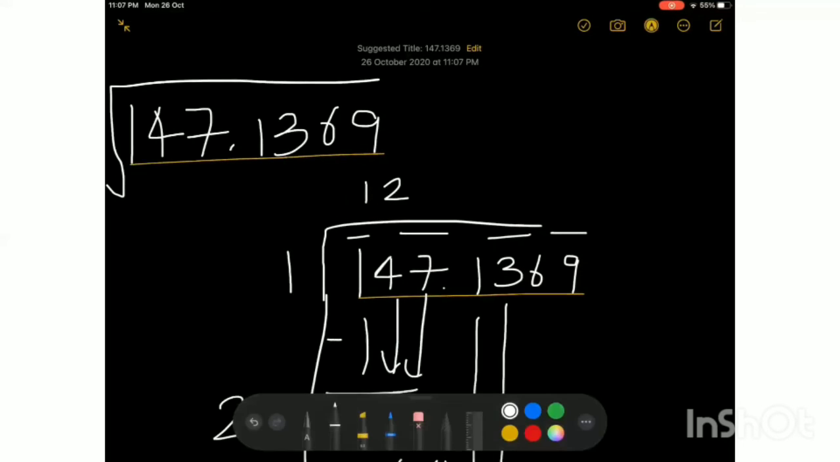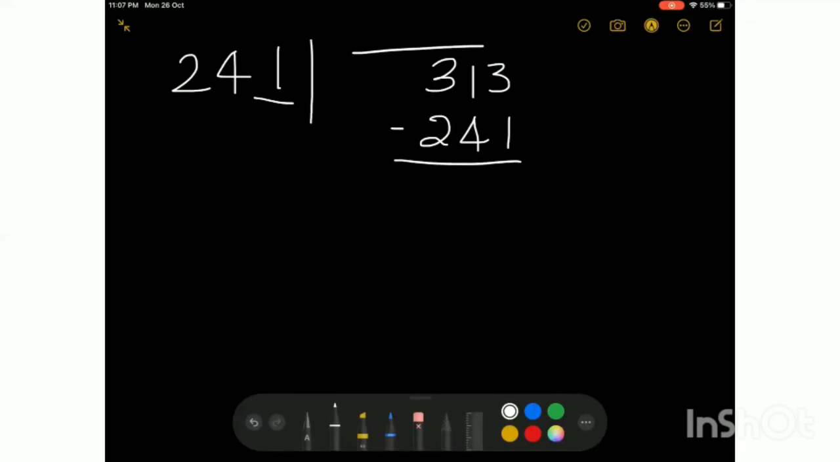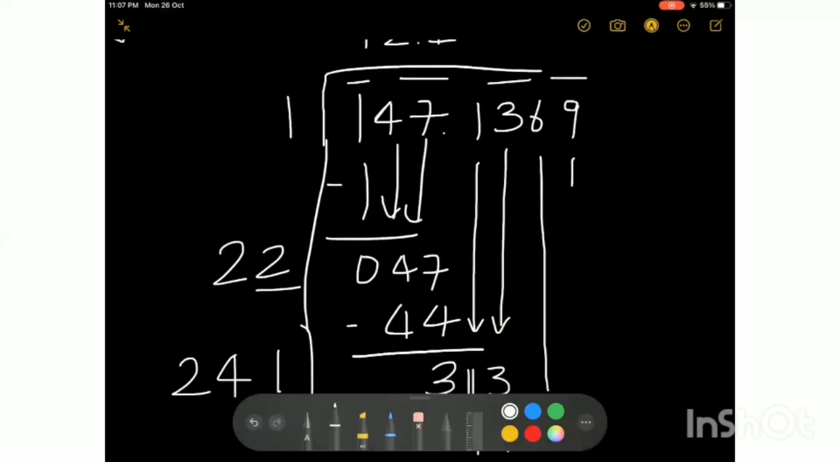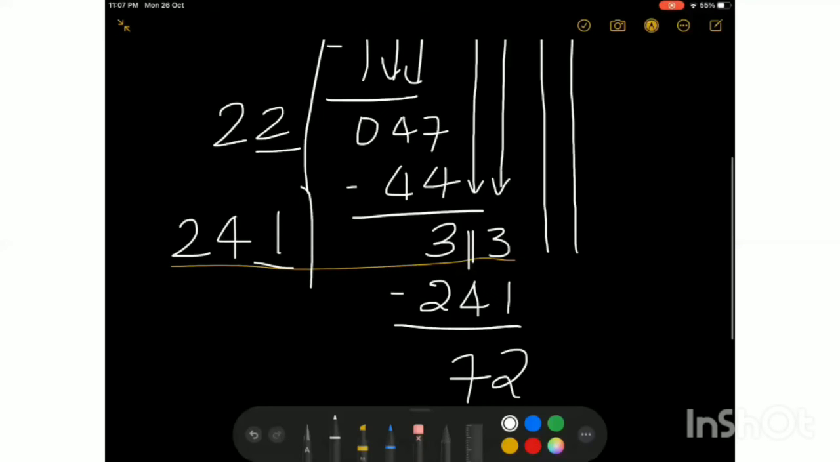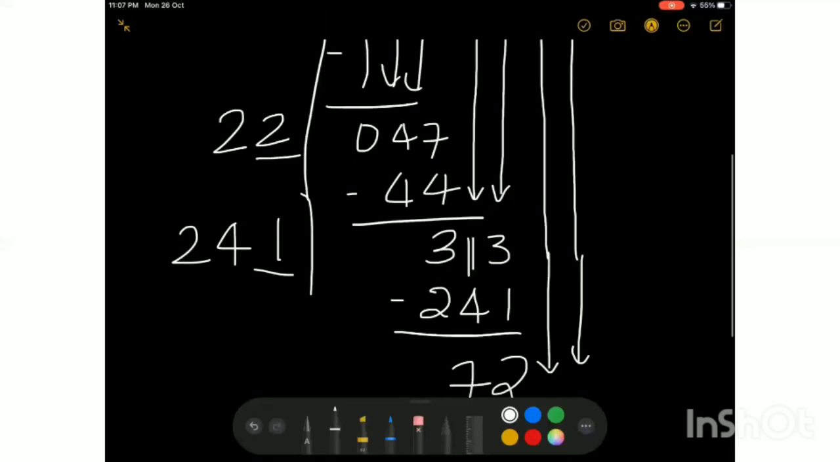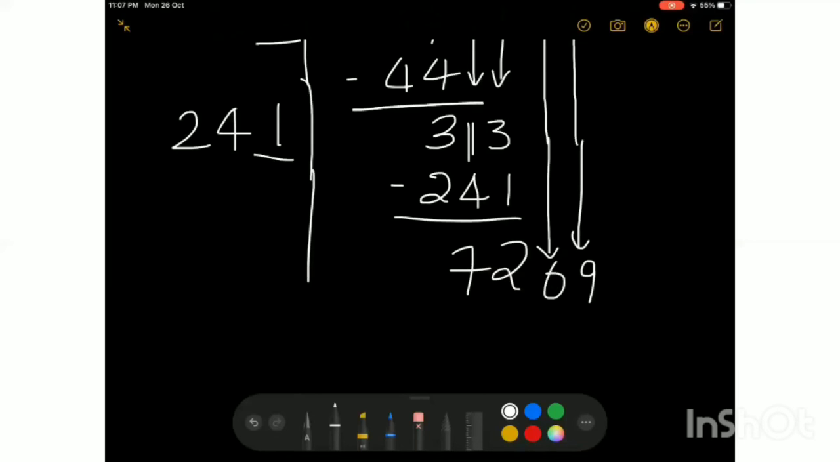Now you have to multiply it with 1, because if we multiply 242 into 2, it comes as 484, which we cannot do. So 241 into 1 is 241. 313 minus 241 is 72. So we bring down 69, and it becomes 7269. And we add 241 plus 1, which is 242 dash. So we derive the new divisor as 242 dash.